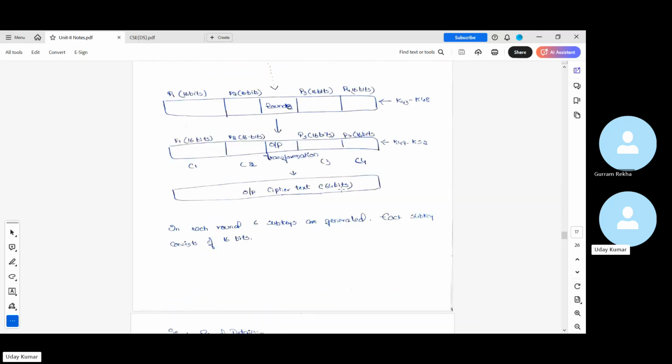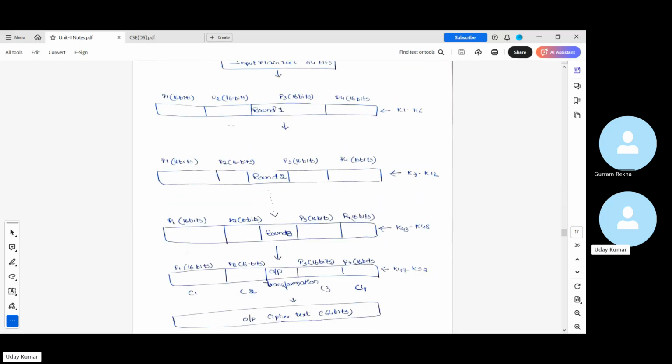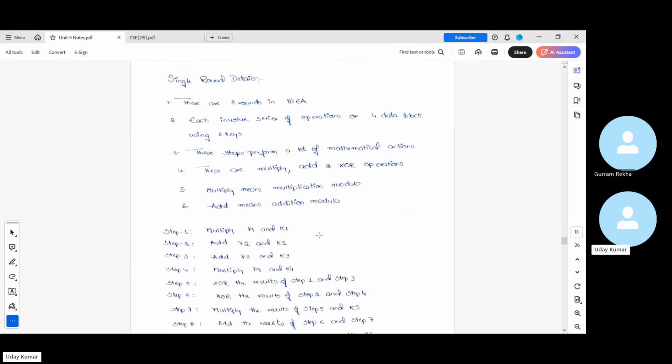So 4 data blocks with 6 keys, students. So 1, 2, 3, 4, 1, 2, 3, 4. This round I've just mentioned as round 1, 2, 3, 4. I'll tell you like 6 keys, right? Key 1, key 2, key 3, key 4. The other 2 keys I'll tell you in the next diagram, students.